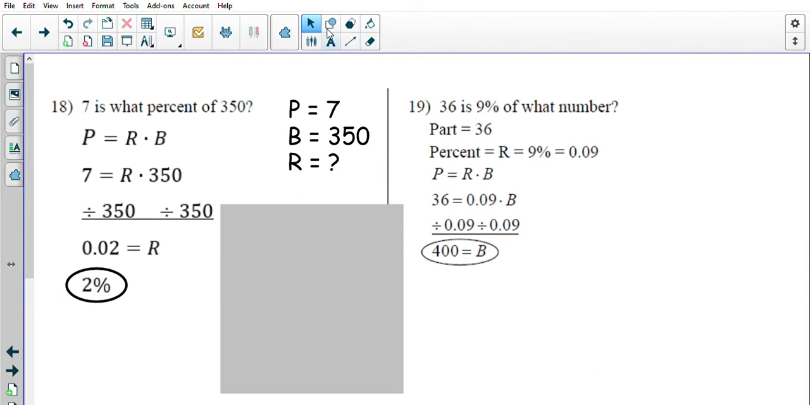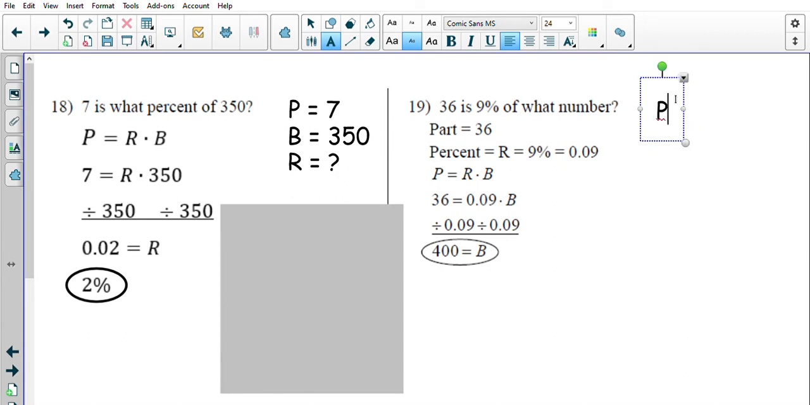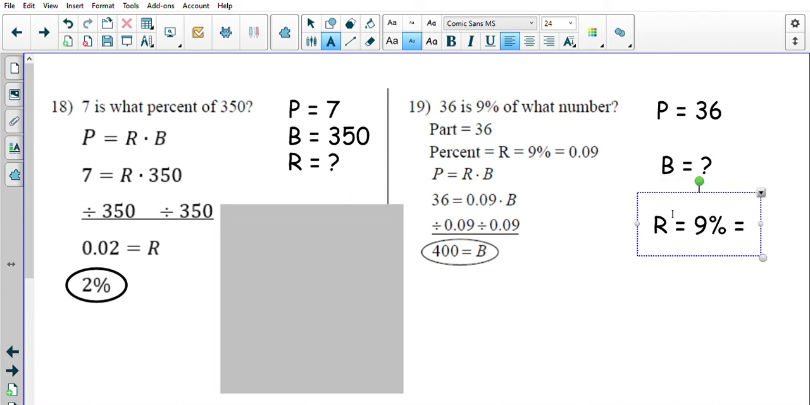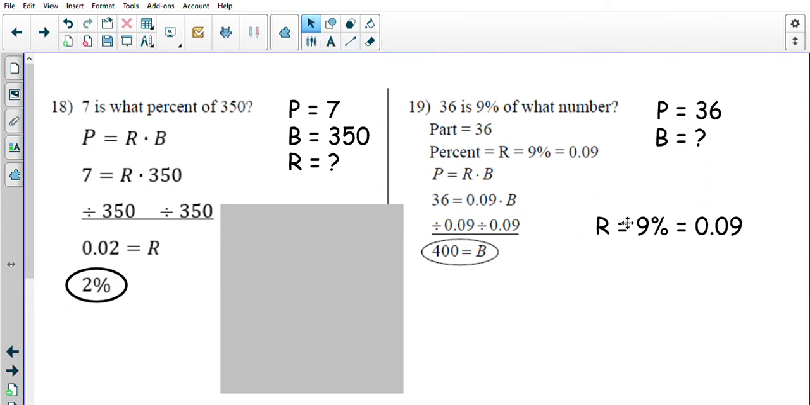Number 19, 36 is 9% of what number? So my part is 36. My base is my unknown, and R is 9% or 0.09. Again, we want to write our percent as a decimal for this strategy.